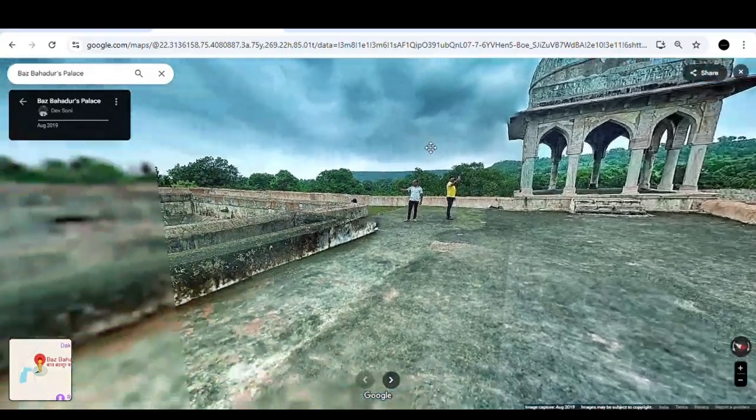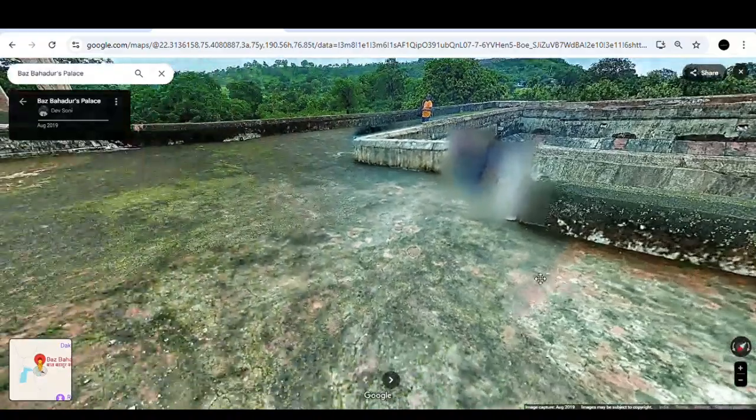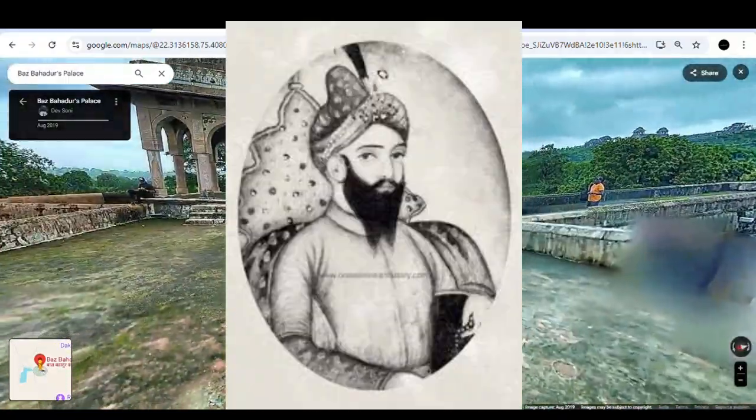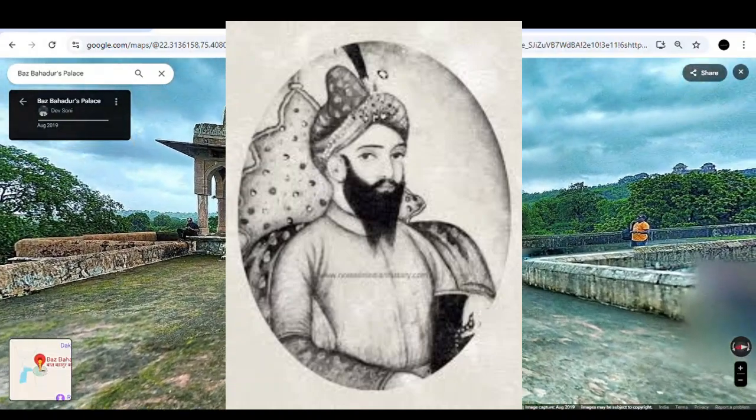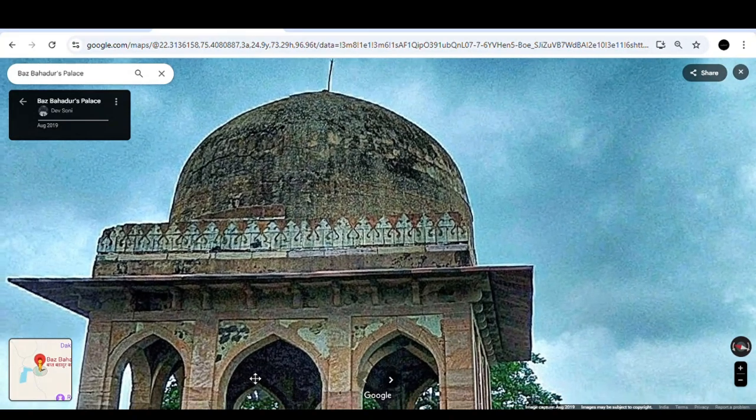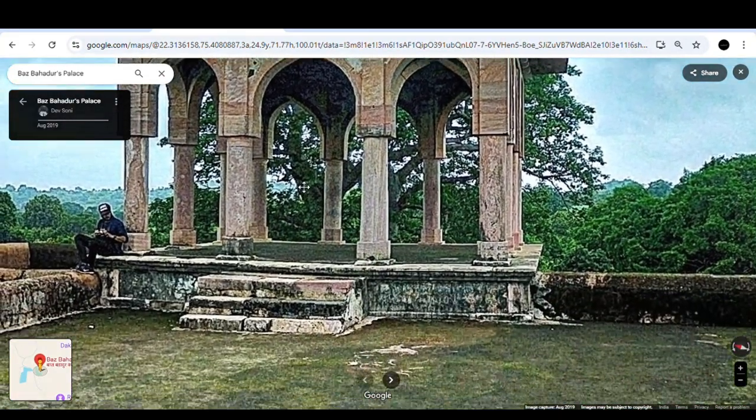The Baz Bahadur Palace is a striking example of Indo-Islamic architecture. Built in the 16th century by Sultan Baz Bahadur, the palace was not only a royal residence but also a symbol of the Sultan's power, wealth, and passion.